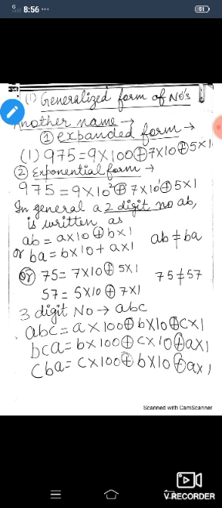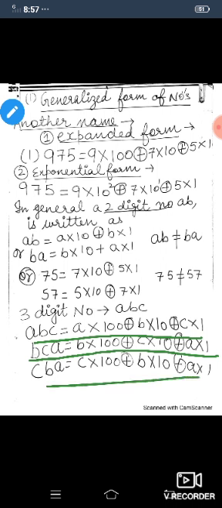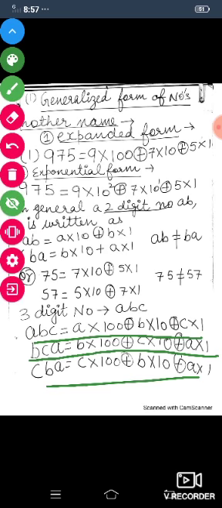Let us take a three-digit number ABC. Now, ABC can be written as A into 100 plus B into 10 plus C into 1. Then, on reversing the order of the digits, we get BCA, that is equal to B into 100 plus C into 10 plus A into 1. Or again, reversing the order of digits, we get CBA, that is equal to C into 100 plus B into 10 plus A into 1.